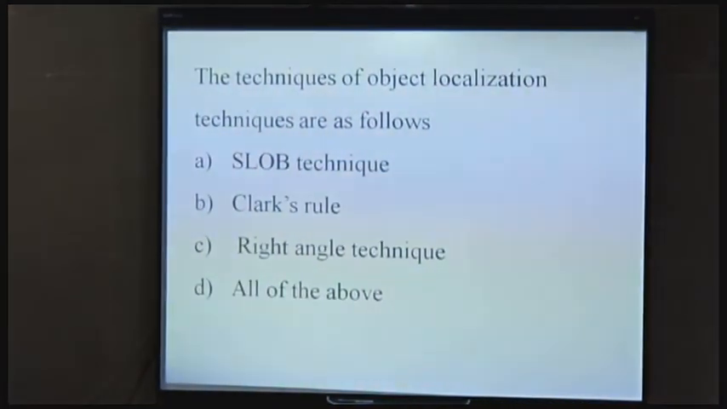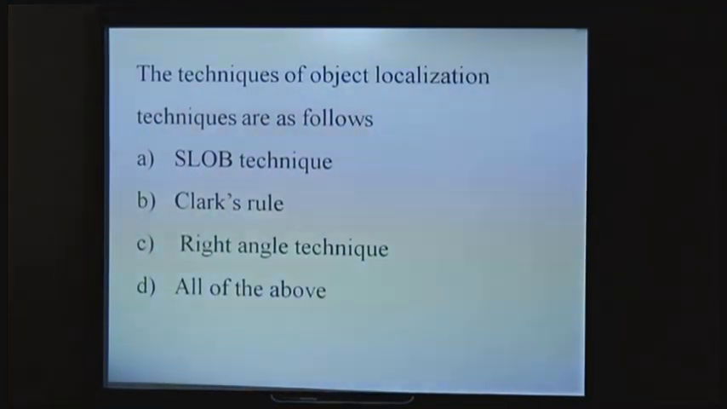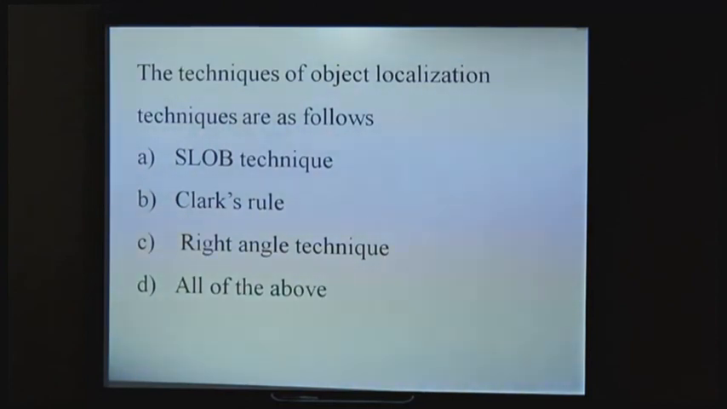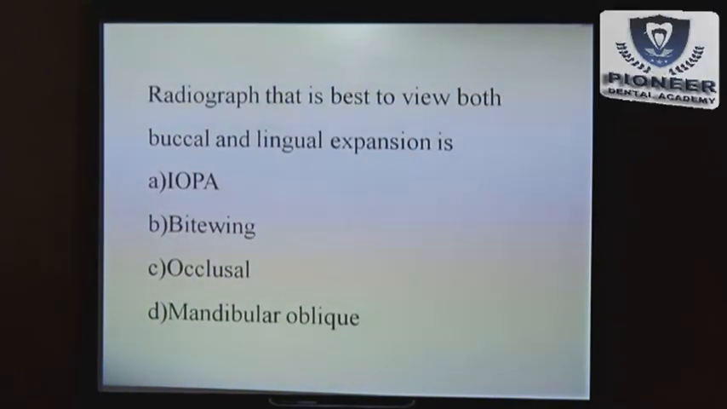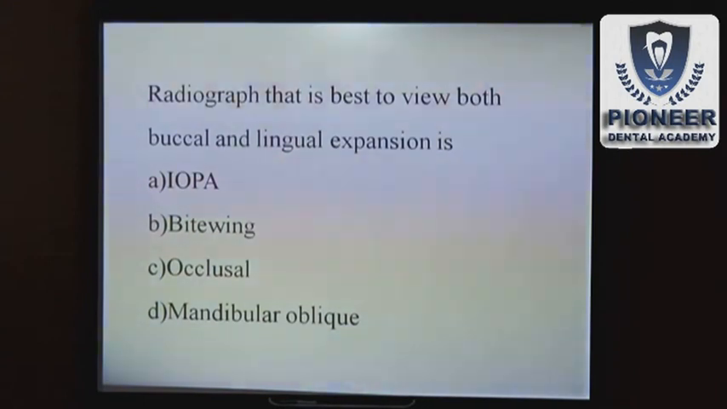The technique of object localization. All of the above. What is Clark's rule? Another name for slot technique. The radiograph that is best to view both buccal and lingual expansion is occlusal.